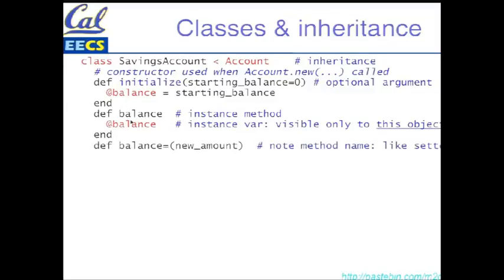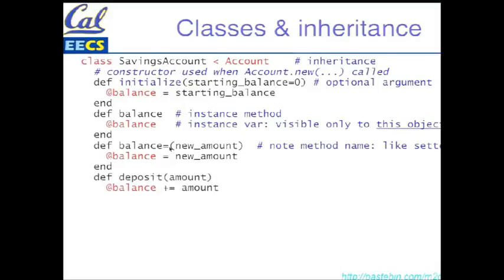And similarly, we have to define a setter or a mutator method, because the only way to set the value of the variable from outside the object is to call a method. Notice that balance= is a legitimate method name. Method names ending in equals are special. It means I am a setter method. This is the only way to set the variable's value from outside the instance that owns it. We can deposit stuff into our bank account just by increasing balance. Notice that inside this method, we can access @balance because we're still inside the object whose instance methods these are.